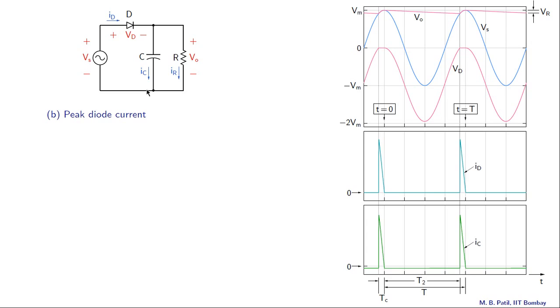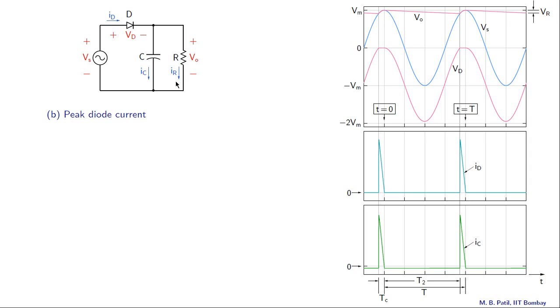And in particular, we need to worry about IC in the charging interval, this interval here, because that is when this diode is conducting. Now when the diode is conducting, this voltage is 0, and therefore Vc is the same as Vs. So the capacitor current IC, which is C dVc/dt, is the same as C dVs/dt. And the diode current is maximum when IC is maximum, because this current here is a constant.